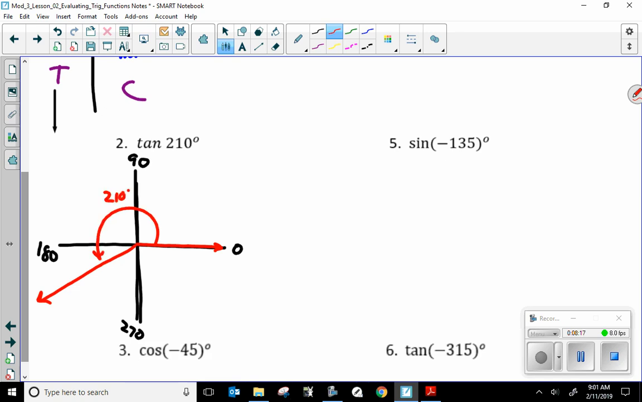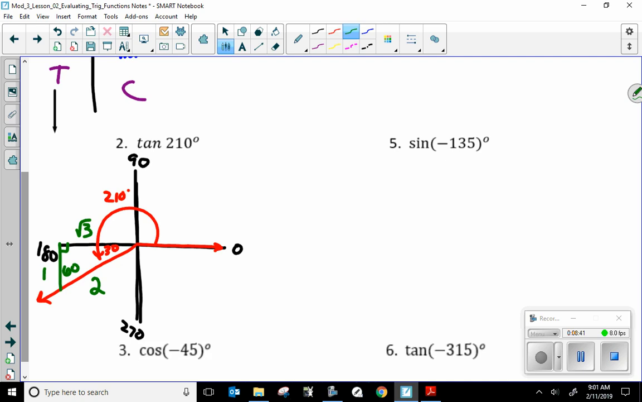My reference angle, remember, it's the acute angle, and it's always to the x-axis, is right here. That's 30 degrees. So if I draw a straight line down, I again have a 30, 60, 90 triangle. Okay? And I know my sides. 1, radical 3, and 2.